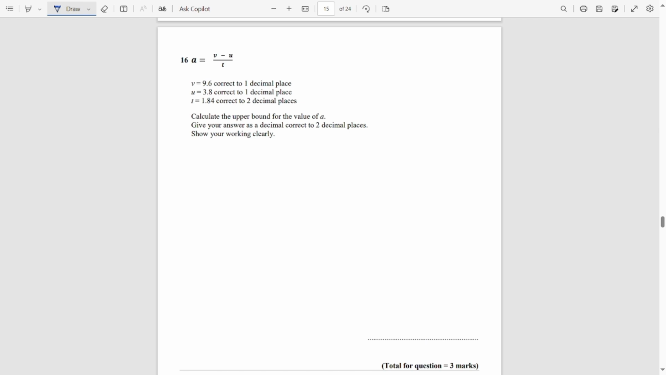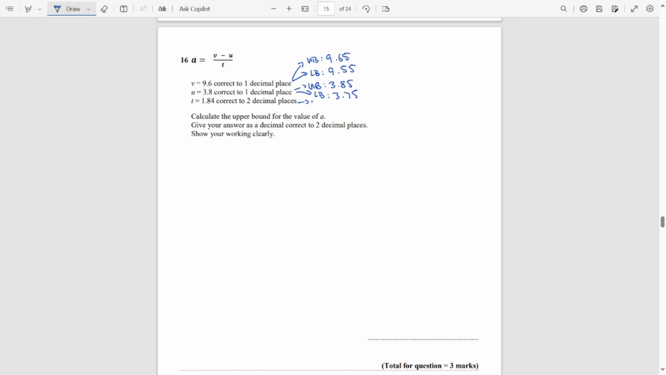Okay, the next question is a bounds problem. Calculate the upper bound of A. Whenever I have a bounds problem, I would usually work out the upper and the lower bound of everything. You'll get a mark if you can just get one of these. So for the upper bound here, this is 9.65. Lower bound is 9.55. U, upper bound, is going to be 3.85. Lower bound is 3.75.